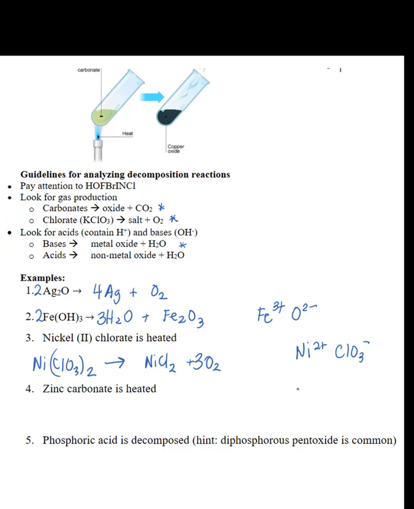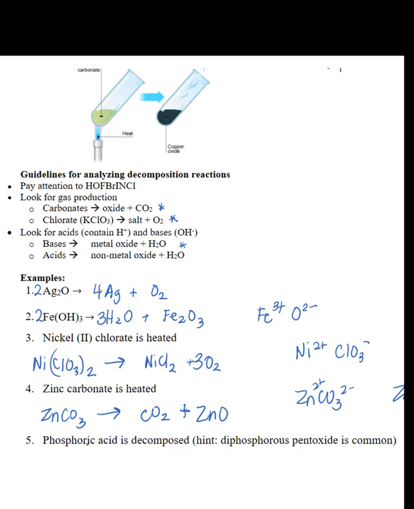Next one, zinc carbonate. So zinc we know is 2+, and carbonate is 2-. So we start with ZnCO3. Carbonates release CO2, and then we need to make the oxide. So I've got Zn 2+ and O2-, so I make ZnO, and no coefficients are needed for balancing that one.